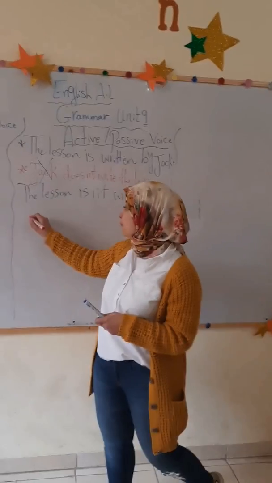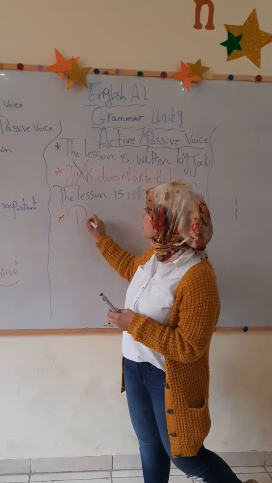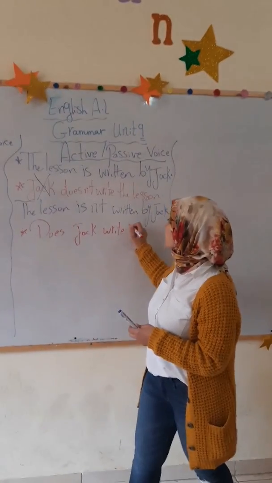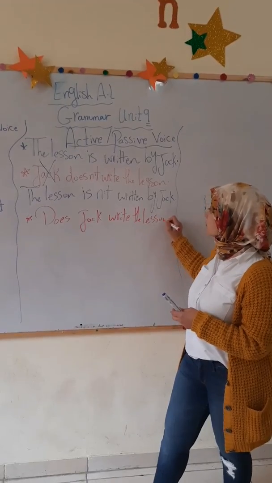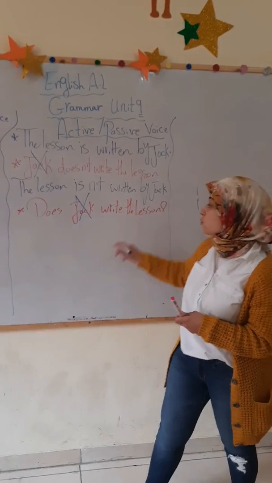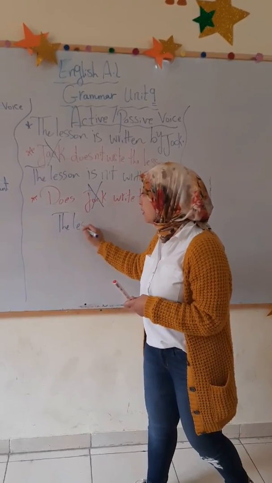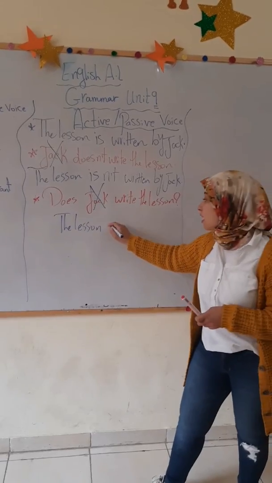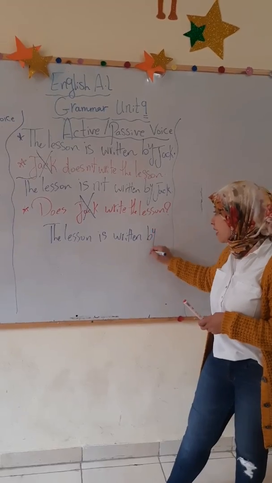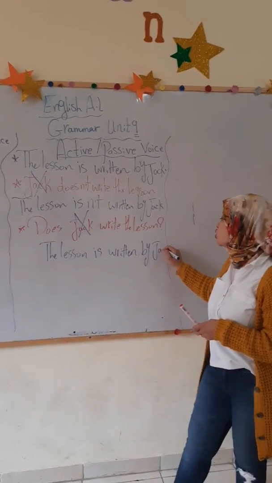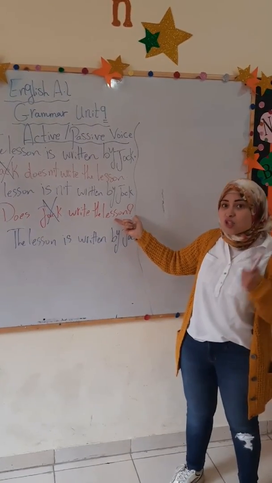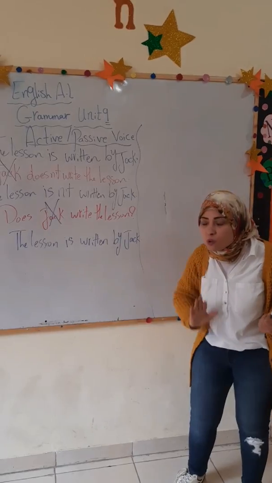Okay? Another example here, if I give you like this, does Jack write the lesson? Okay? The same idea. Start with the lesson. Okay? The lesson, the same idea. It will take is, and then past participle of the verb, written, and then by, and then mention the subject, which is Jack. Notice something again here. So I give it to you, sentence or question? Question. So we have to keep it question as it is.